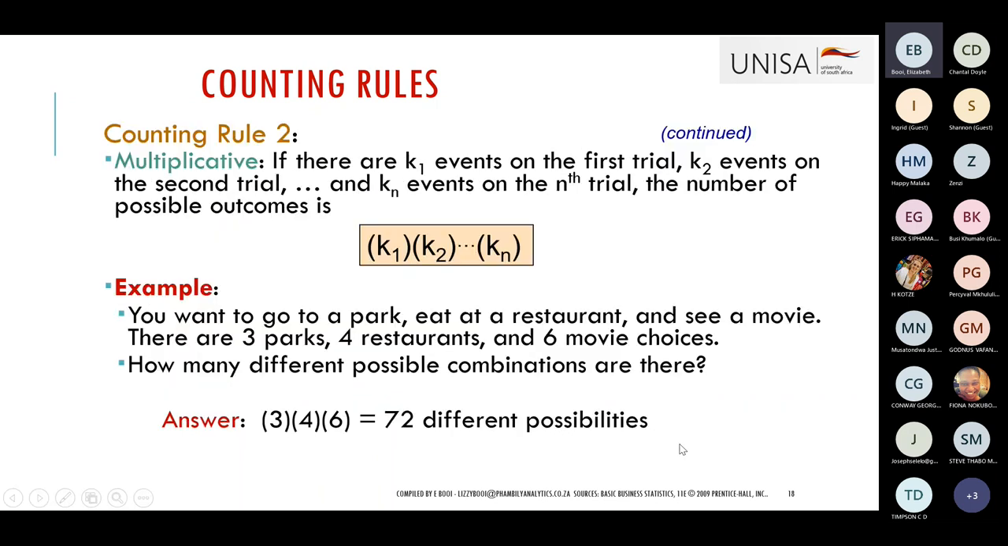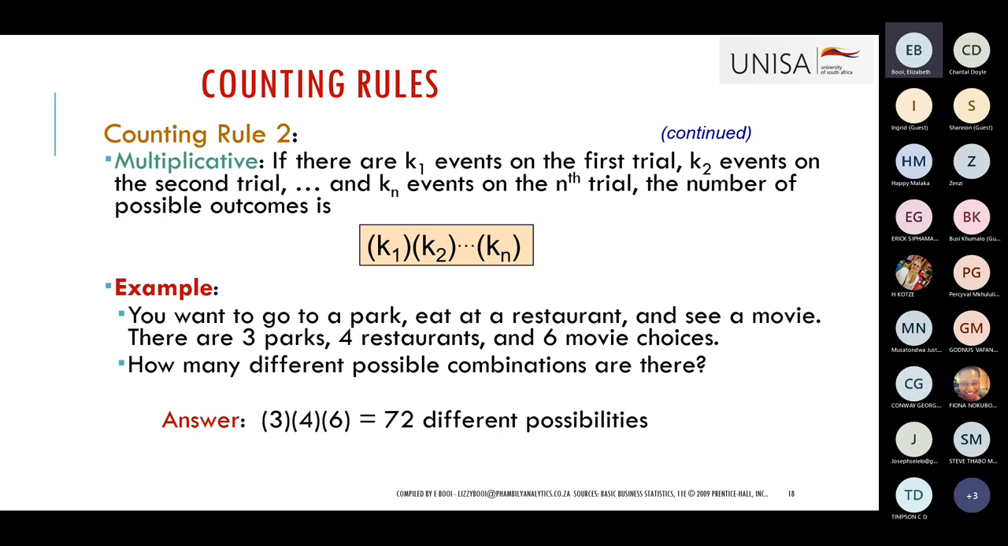The other rule is the multiplication rule. It states that if there are K1 events on the first trial, K2 events on the second trial, and up to KN events on the nth trial, the number of possible outcomes is given by the multiplication of all their trials: K1 times K2 times K3 times K4 up until KN.